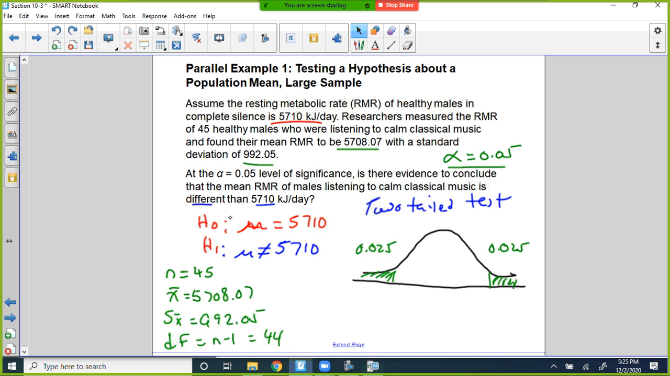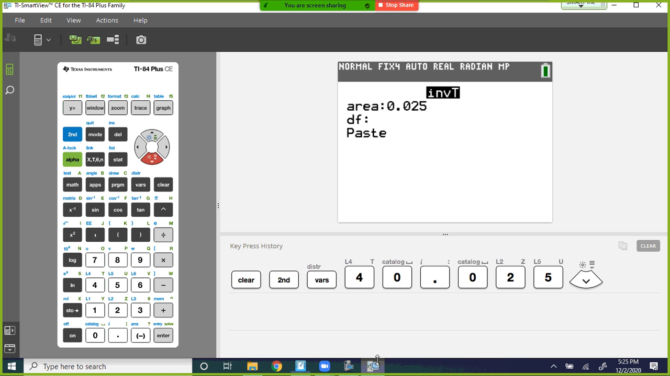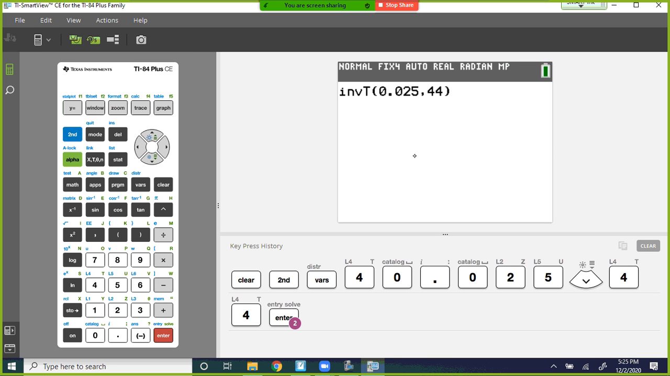There's 45 people, so 45 minus 1 is 44. So we're going to put 44, and then we're going to hit enter again, and we'll hit paste. But boom. Now it gave me negative 2.0154. Okay. Now what do we do with that number? Negative 2.0. Let me write that down because I didn't.